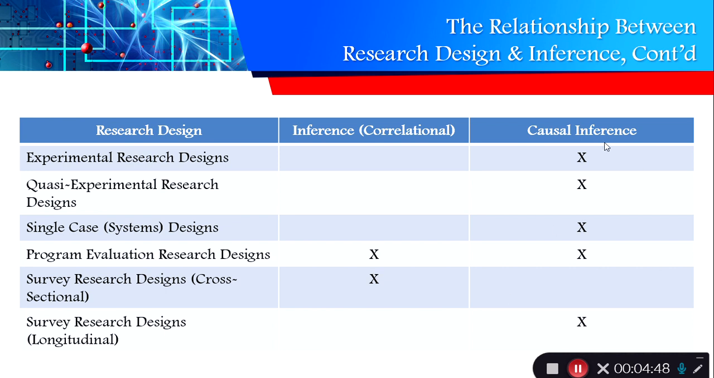On the right-hand side here, we see that experimental research designs allow for drawing causal inferences, as well as quasi-experimental designs, single case designs, and then here again, program evaluation design. And then when we get down here to survey research, we see that the only kind of survey research design that allows for drawing causal inferences is longitudinal research, simply because it allows us to collect data on several data points across time.